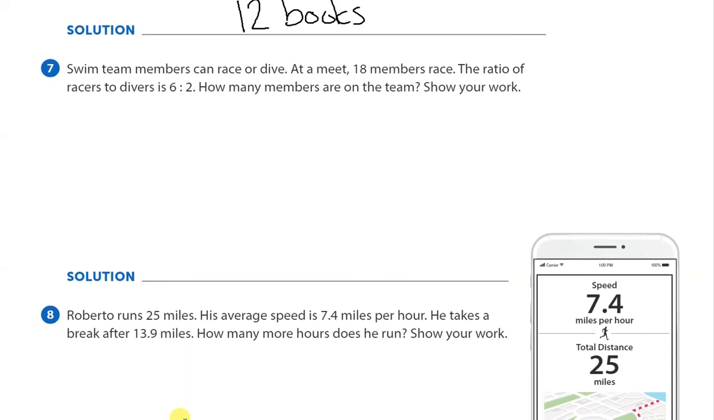Number 7, swim team members can race or dive. At a meet, 18 members choose to race. The ratio of racers to divers is 6:2. So we've got 18 racers, and the ratio of racers to divers is 6:2. So remember, the order that you state things matters. How many members are on the team? Show your work.